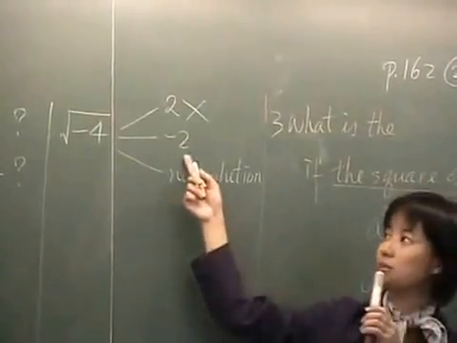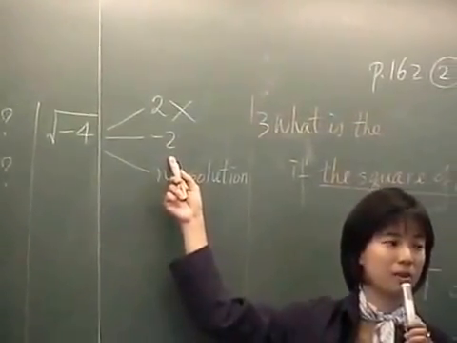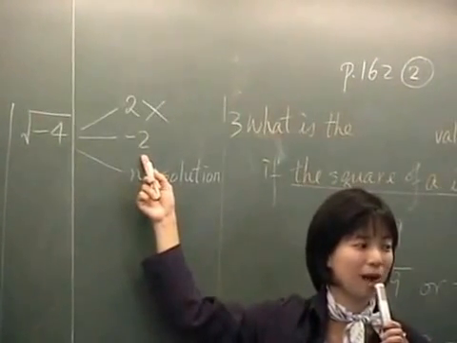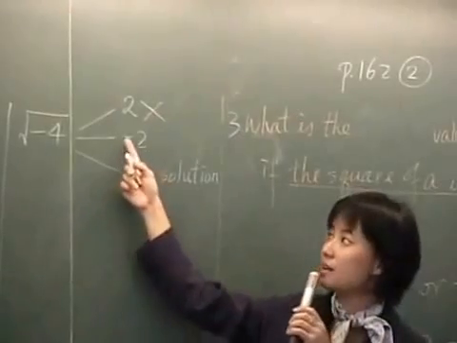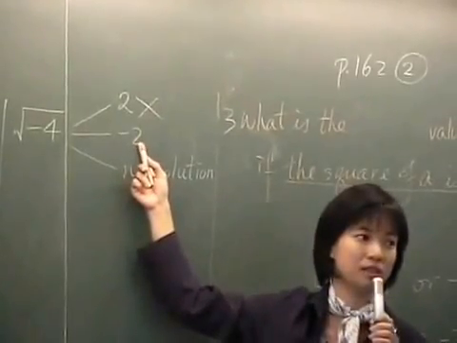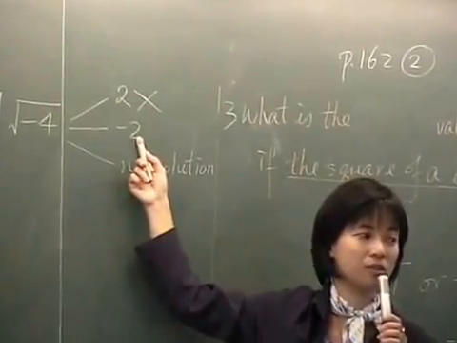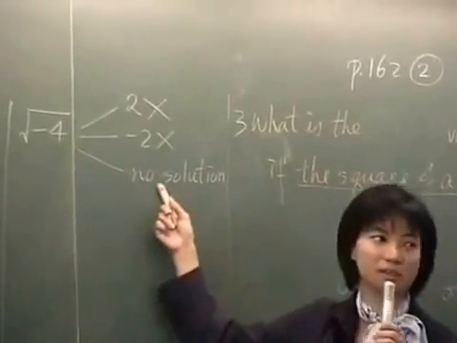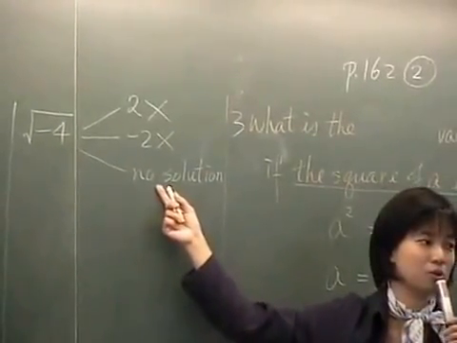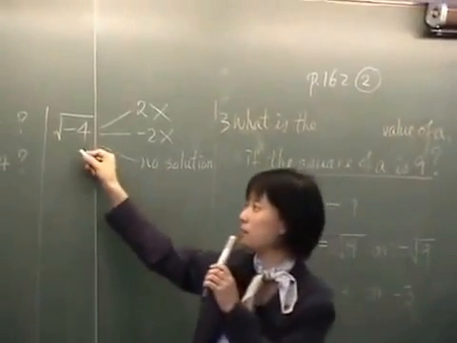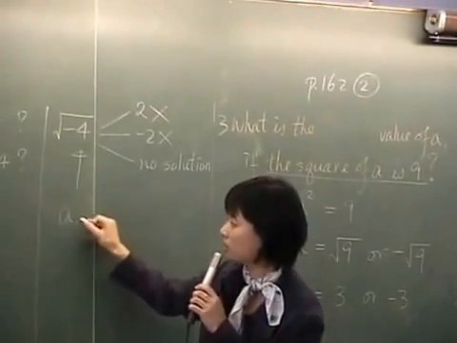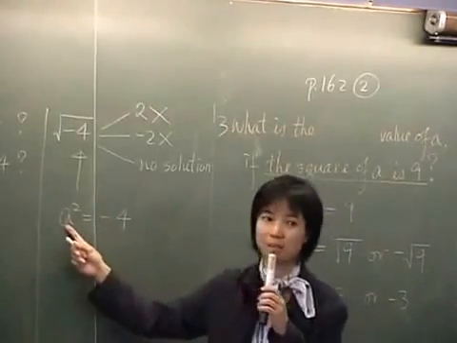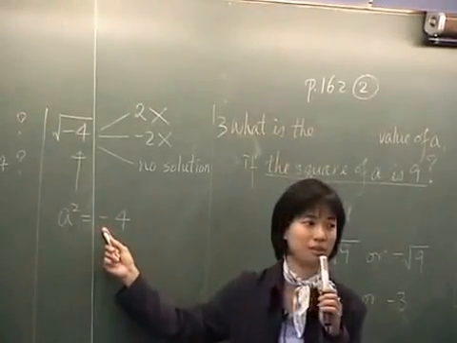How about this? Is it correct? If you think it is correct, please put your hand up. Why? Because negative 2 times negative 2 equals 4, so it does not equal negative 4. So there is no solution. Why? Because it is just like a squared equal to negative 4. So which number times itself is equal to a negative number?